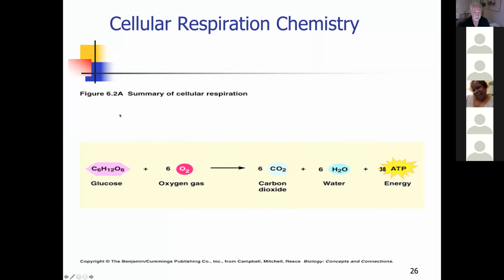So this is a gross overview of cellular respiration. It starts with glucose and needs oxygen. That's converted to carbon dioxide and water, and you get, for every molecule of glucose, 38 ATP molecules.